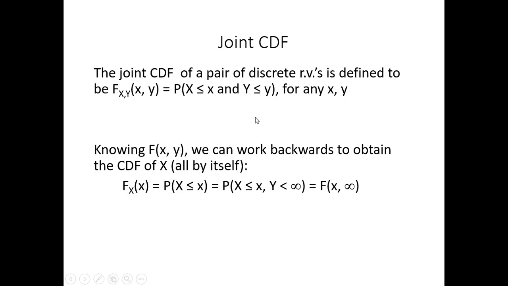So knowing the joint CDF, we have a lot of information. One example is we could work backwards to get things like the CDF of just X alone. We could do that by letting y vary. And we could also work backwards in various ways to get a joint PMF.